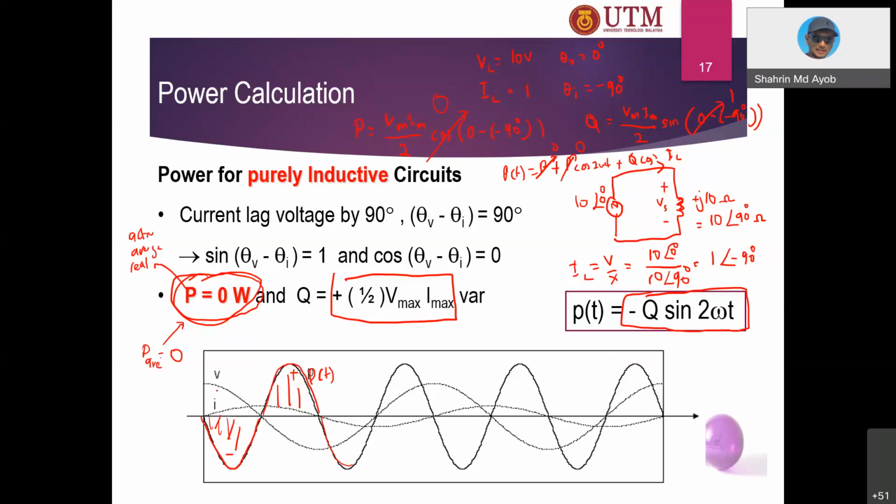The only thing that exists is reactive power, and your instantaneous power waveform is like this. And as you can see, this is the voltage and this is the current across the load. As you can see, the phase difference is 90 degrees.